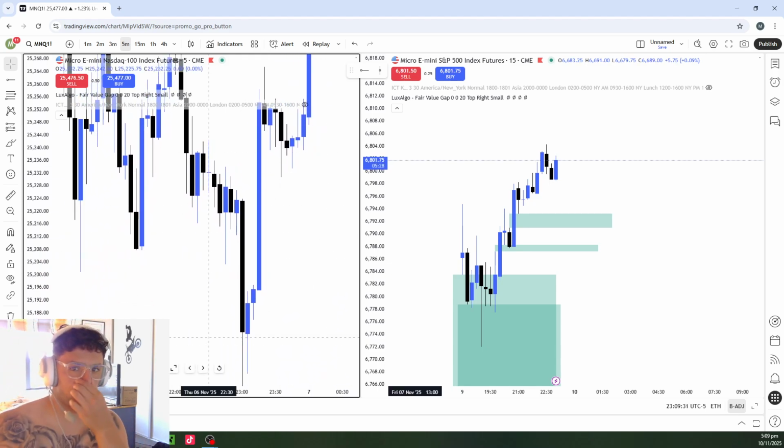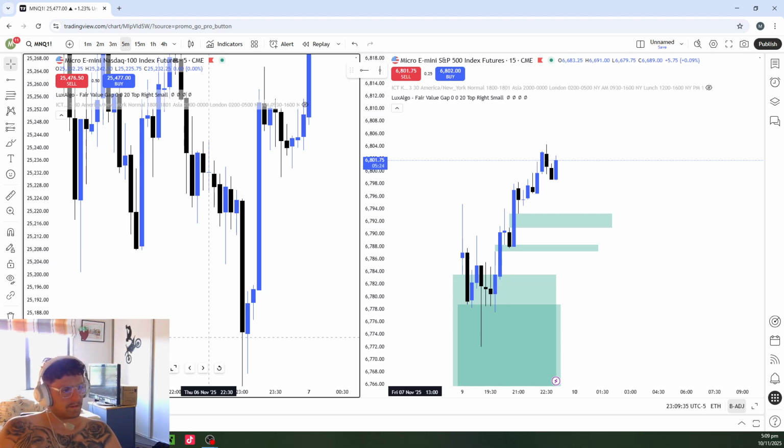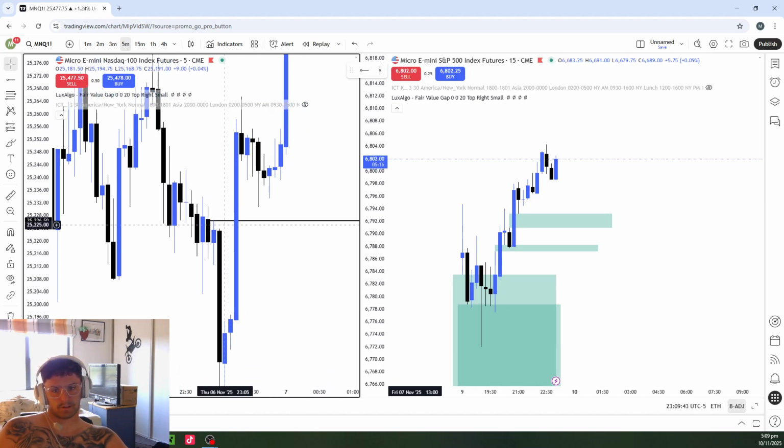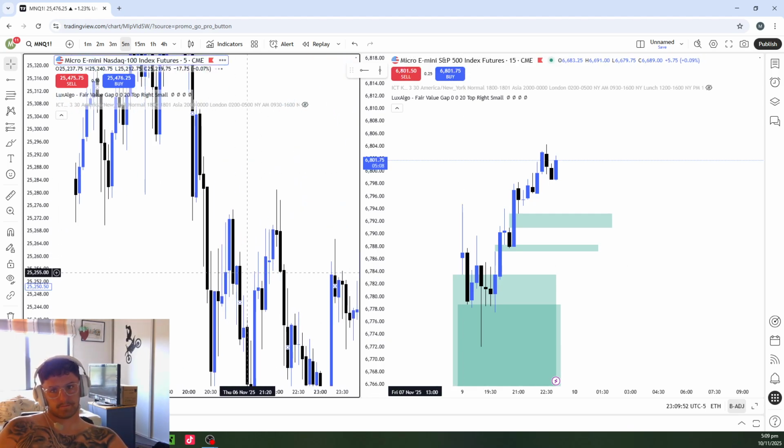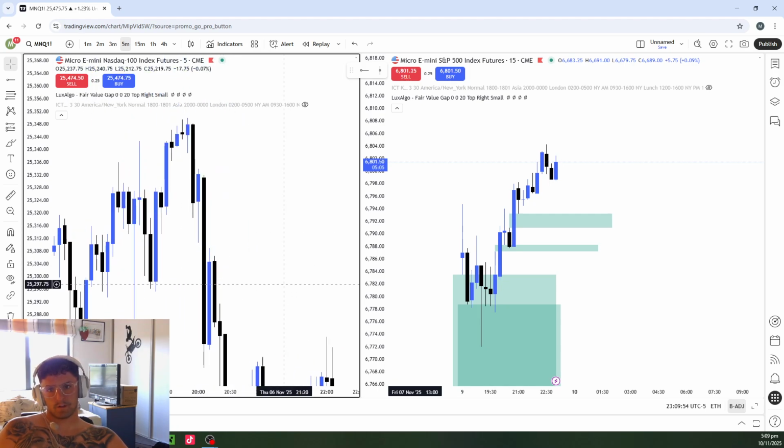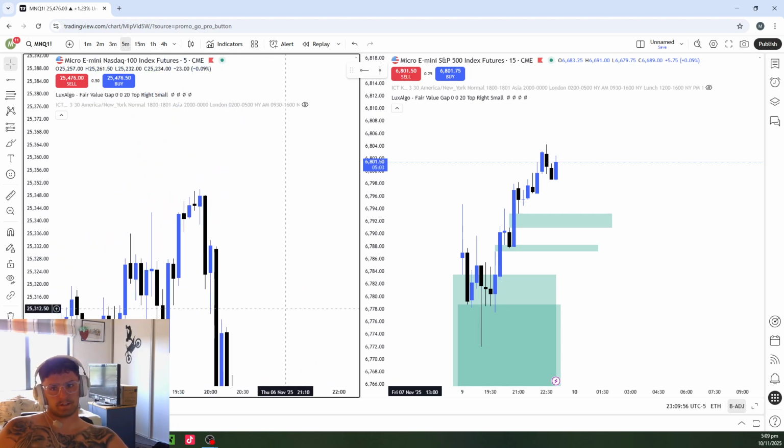Okay, where is the break of structure here? That is correct. That was the break of structure. Why is that the break of structure? Because that is the most recent high and low. Understand that? Easy. Bearish examples now. Easy. Spotted one instantly.